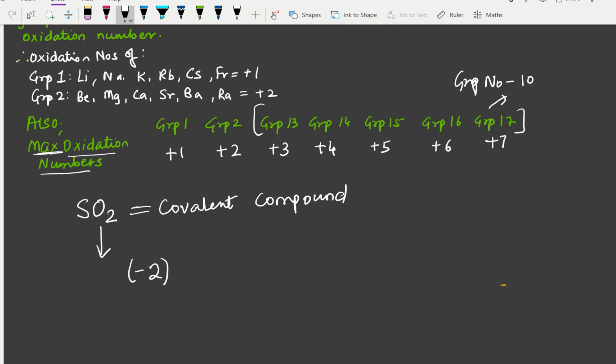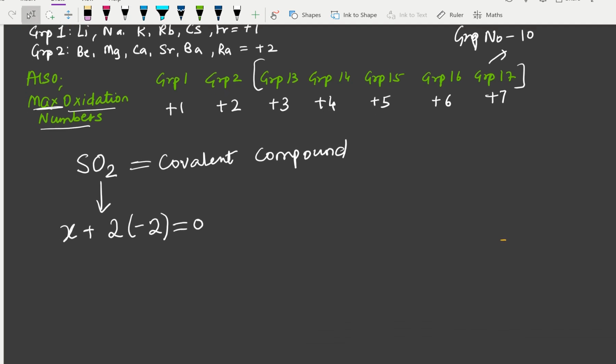There are 2 oxygens present in sulfur dioxide. So I write a number 2 ahead of it, plus, and I do not know the oxidation number of sulfur. I'm trying to find this out. I'm going to write this x over here, and the overall thing is equal to 0. So now if I solve this, it becomes x minus 4 equals 0 and x equals plus 4.